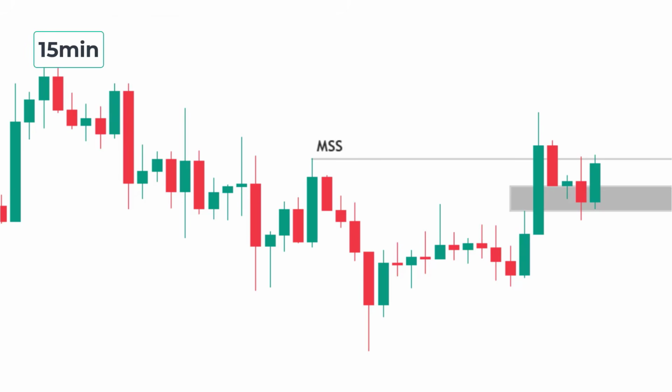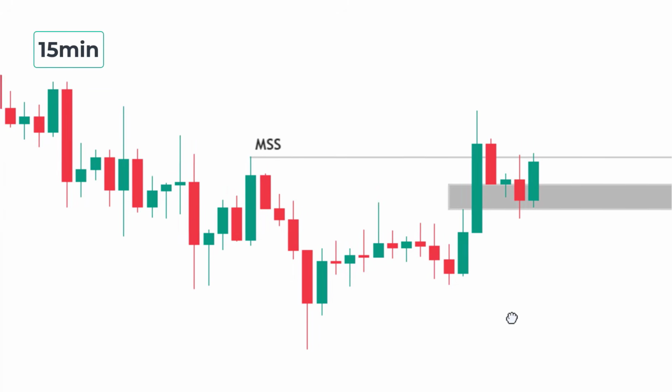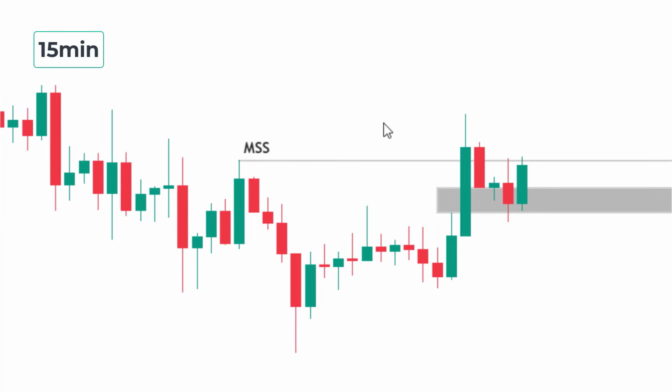Even though we have a 15-minute structure that looks like a perfect long setup, the higher timeframes are telling a different story. Since this setup is not aligned with the current market bias, the probability is very high that this trade may fail. Let's see what happens next.